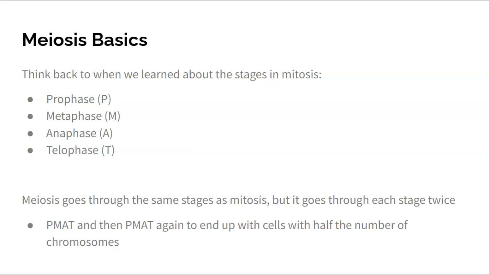So the first step of meiosis is identical to mitosis. But then meiosis does all of those steps again. It goes through prophase, metaphase, anaphase, and telophase a second time. And at the end of the second division, you end up with half of the number of chromosomes than you started with. So it needs those two divisions to get to the chromosome number that we're looking for.